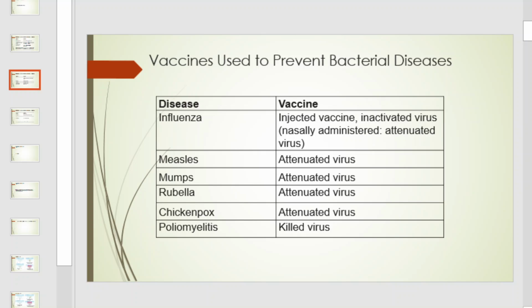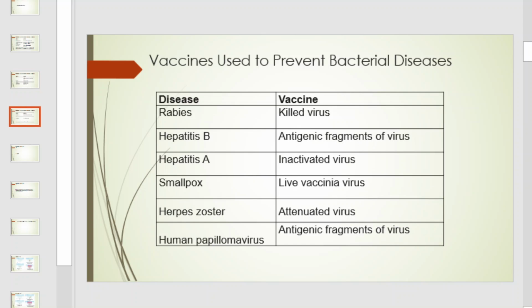Attenuated virus vaccines are also used in measles, mumps, rubella, and chickenpox. Poliomyelitis and rabies both use killed viruses. Antigenic fragments of viruses are used in hepatitis B, and inactivated viruses in hepatitis A, live vaccinia virus in smallpox, and attenuated viruses in herpes zoster. Antigenic fragments of viruses are used for human papillomavirus.